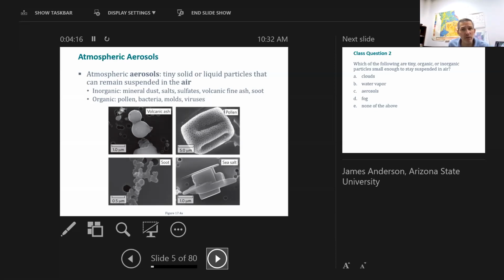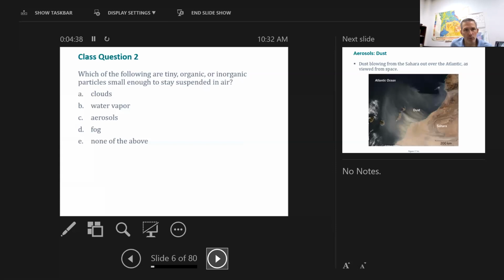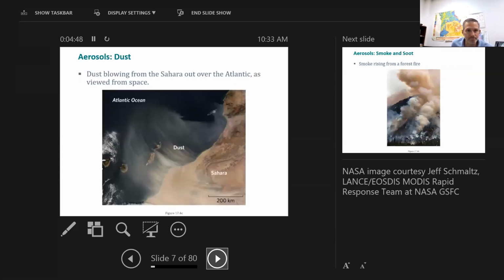Now, most of the time when I say the word aerosol, a lot of people think I'm dealing with spray cans of hairspray or paint. And those, in fact, are aerosols. They're small particulates which can stay suspended in the air, but they're not the only ones. There's a lot of natural aerosols. So what do we call a particulate, whether it be organic or inorganic, that can stay suspended in the air, whether it be a liquid or a solid? It is an aerosol.